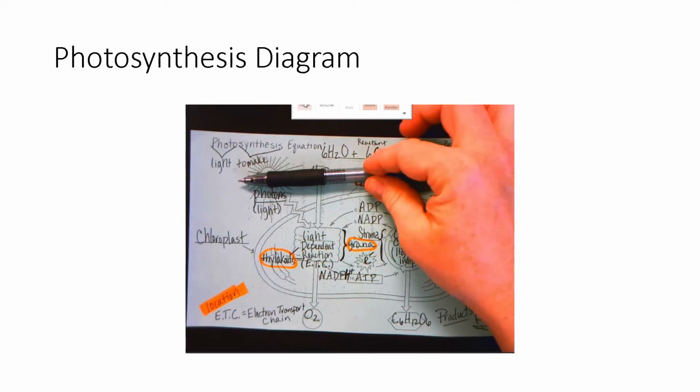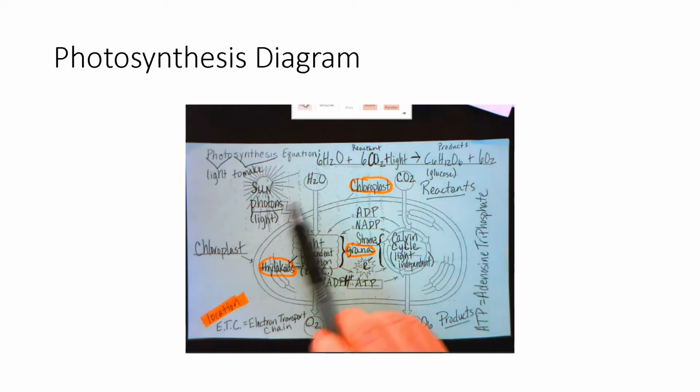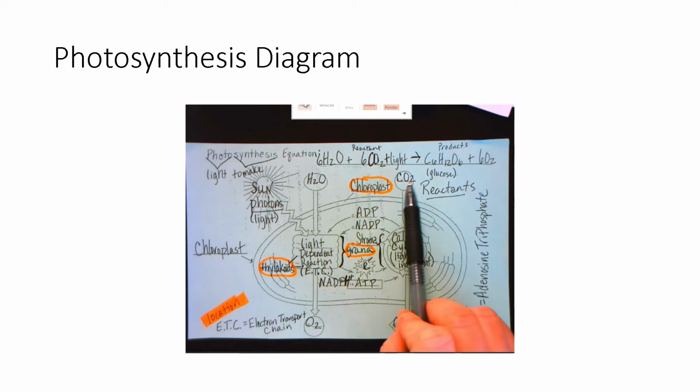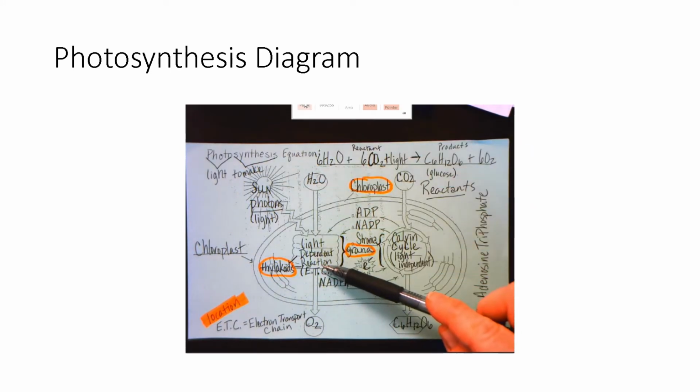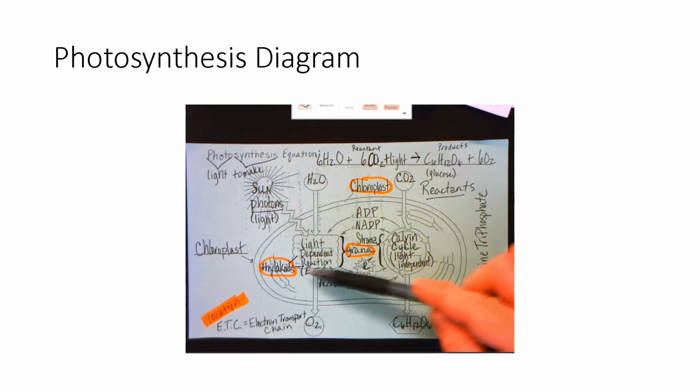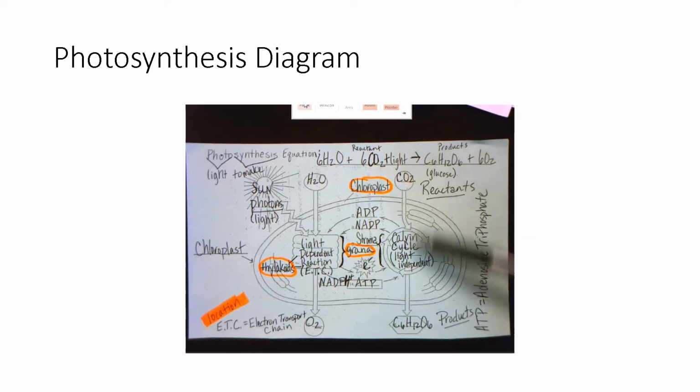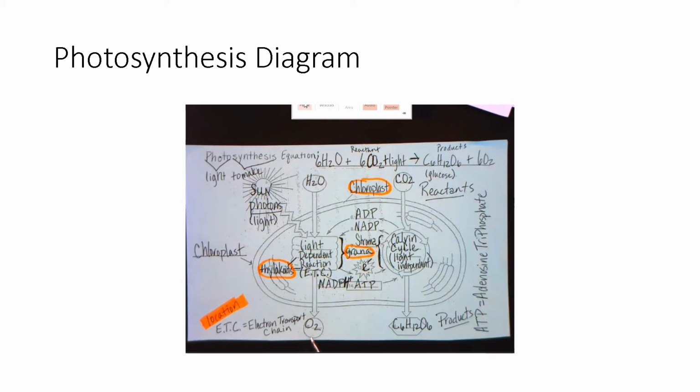Things you need to take away. The reactants, which are at the top side, the sun, the water, the CO2, enter into the chloroplast. The water specifically goes into the thylakoids or the grana for the light-dependent reaction. The CO2 goes into the stroma for the Calvin cycle or light-independent reaction. The products, O2, which is considered a waste at this point, and C6H12O6. Again, our reactants are up here. Our products are down here.